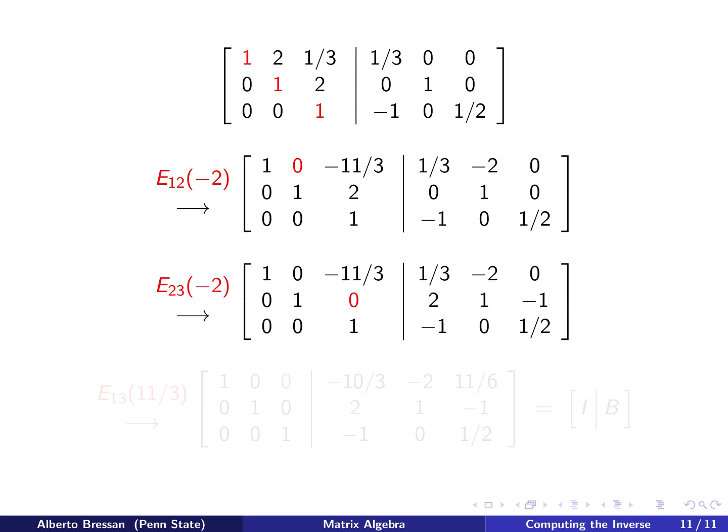Okay, and now let's make this element 0. We can take row 3 multiplied by negative 2 and add on top. Okay, and that's this step. Then that will be 0, and you multiply by negative 2 on top. You get 2, and multiply by negative 2 on top, you get negative 1.